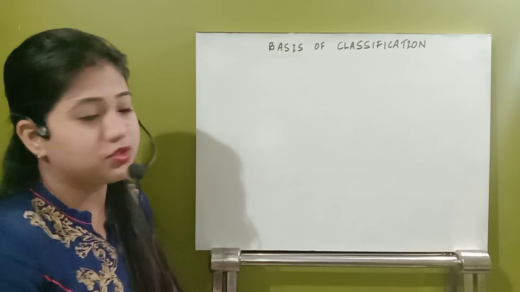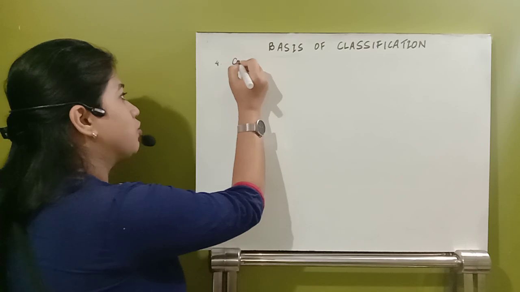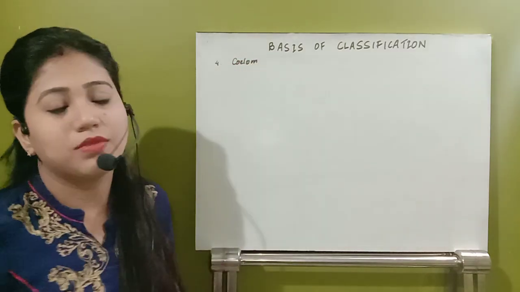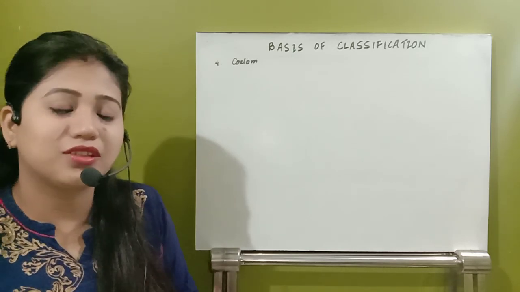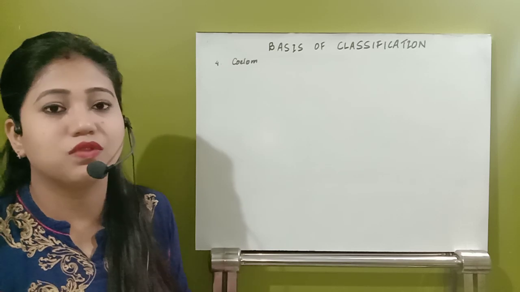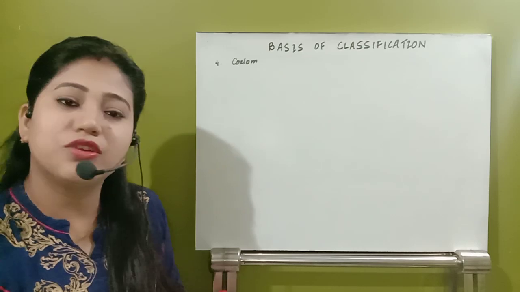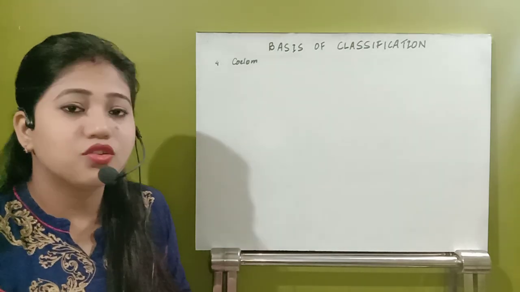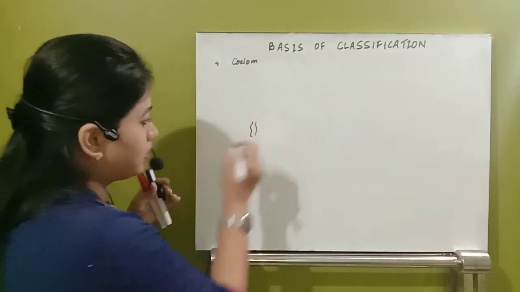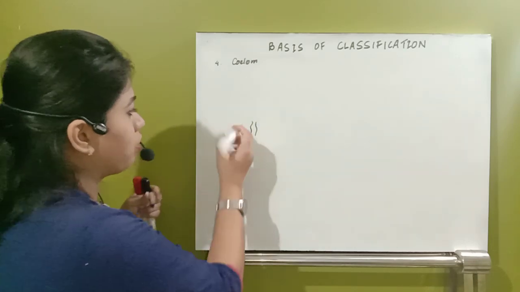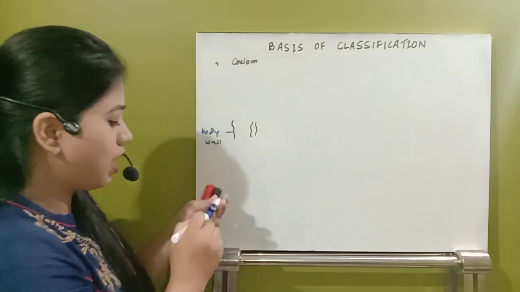Now the next basis of classification, the fourth basis of classification, is the coelom. Now what is coelom? Coelom is actually the body cavity. Coelom is actually a structure which is present in between the outer body wall and the inner gut wall. See, the alimentary canal is also called the gut. Suppose this is the alimentary canal and this is the outer body wall. So this is the body wall and this is the gut wall.